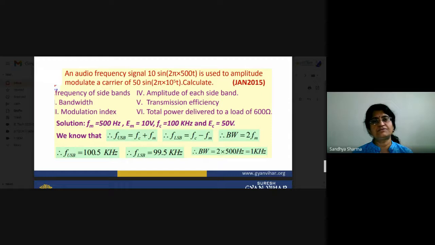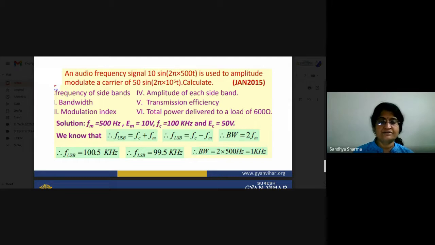Now we will switch a little bit to audio frequency signals. You are given the audio frequency signal 10 sin(2π × 500t), which is used to amplitude modulate a carrier of 50 sin(2π × 10^5 t). Now you have to calculate the frequencies of the sidebands.